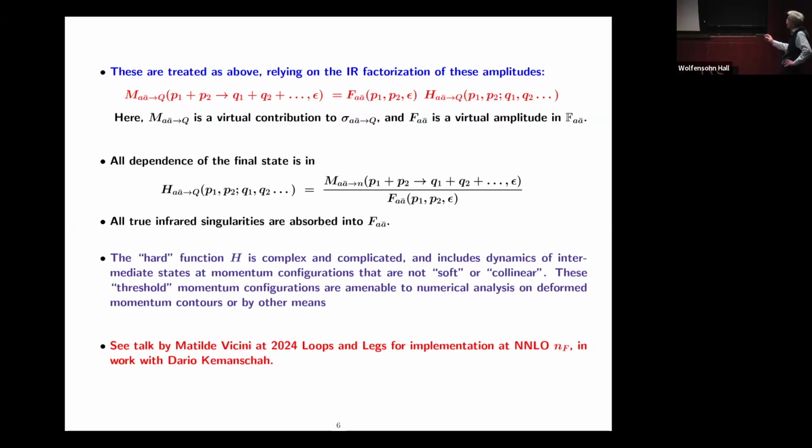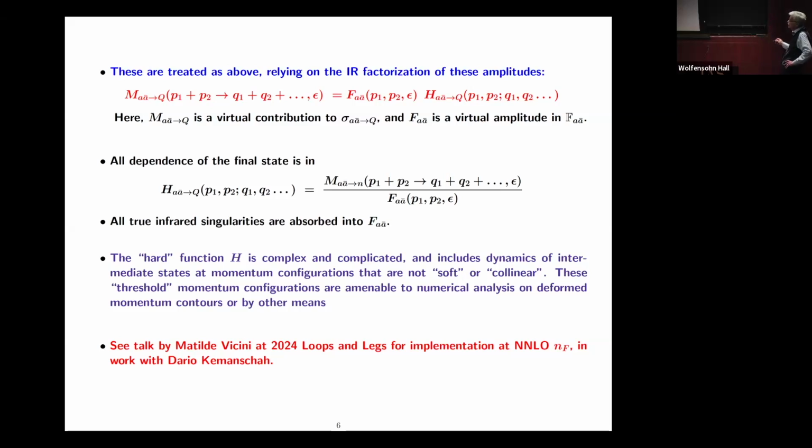So all dependence of the final state is in this ratio of the matrix element to this form factor piece here, which comes from Higgs production. And the rest has all of the Q dependence. The only thing this knows about is the total invariant mass. So all true infrared singularities are absorbed into this F, which cancels in the ratio, and now we can just expand this in the same way.